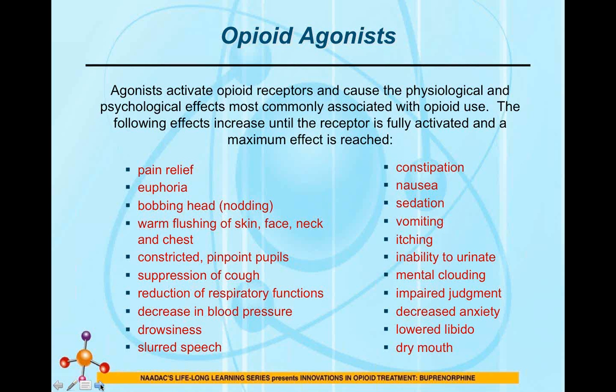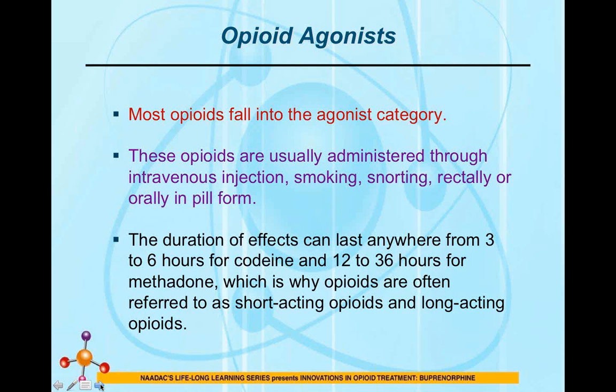And then it will continue to increase those effects until the receptor is fully activated and a maximum effect is reached, even if that's death. We'll talk about that some more. And all of the opioids that you generally think of as street drugs fall within the agonist category. And they can be administered many different ways.